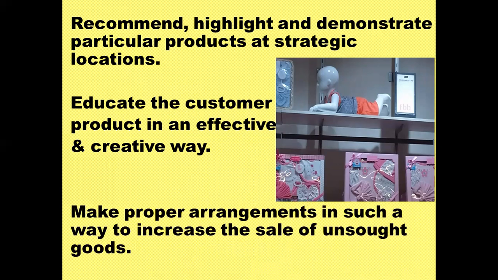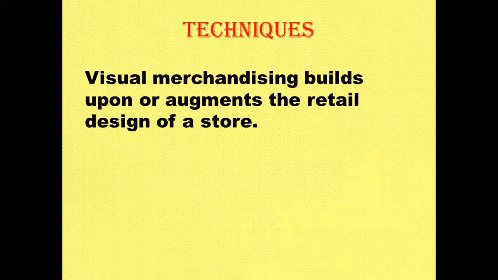So whatever goods are being bought by the customers, some of them are actually bought by them because they want it. But there are some products which they don't realize that they need. Those are our unsought products, and visual merchandisers can display it in such a way that customers are attracted to it and start purchasing it. So now the techniques that we can use.